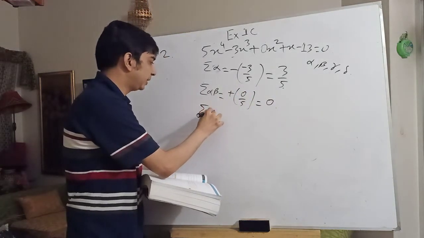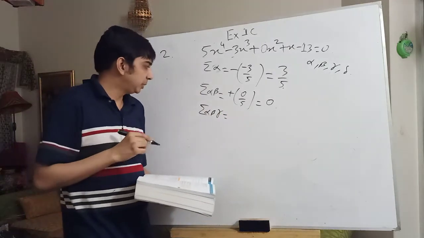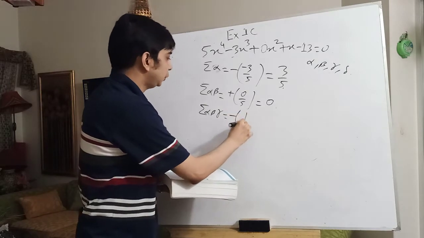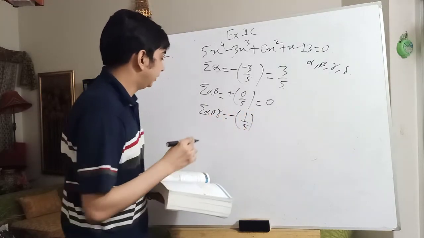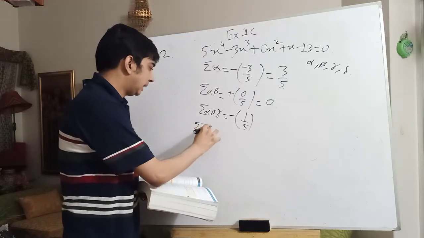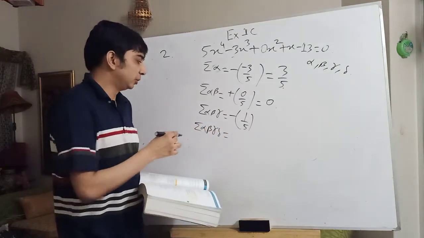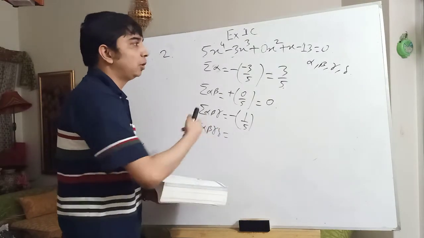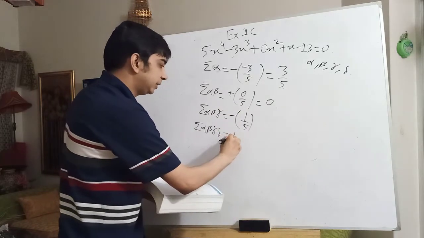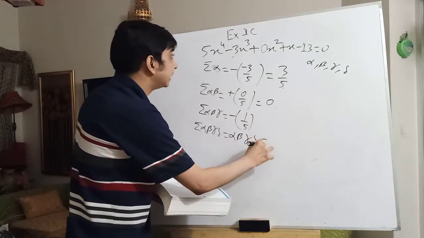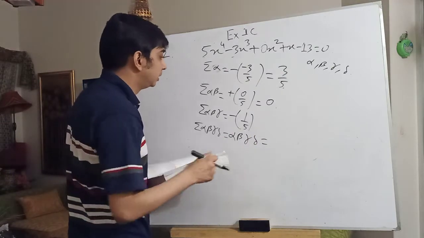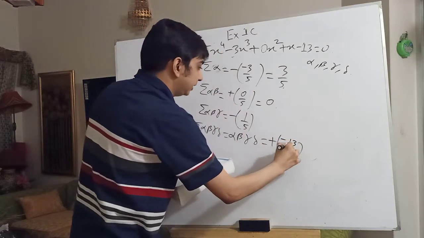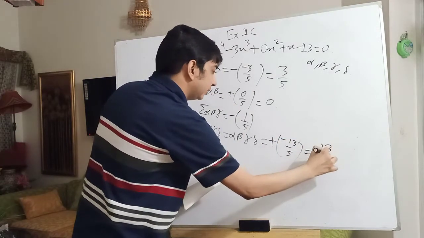Then summation of alpha beta gamma. Again, sum of products, but you are taking 3 at a time. So this is going to be minus 1 by 5. And then summation of alpha beta gamma delta. I am taking 4 at a time, so I am taking all of the roots. So this is actually the same as alpha beta gamma delta. So this is going to be plus, then this divided by this. So minus 13 by 5.